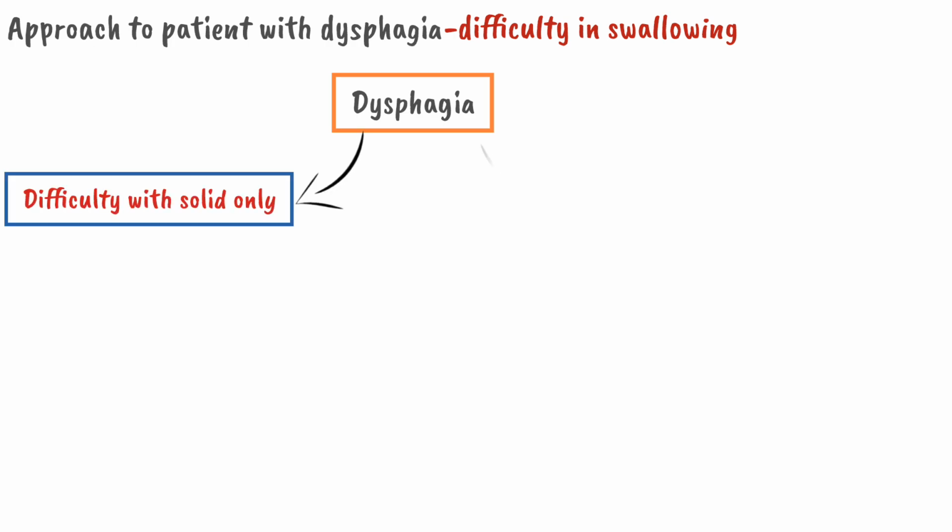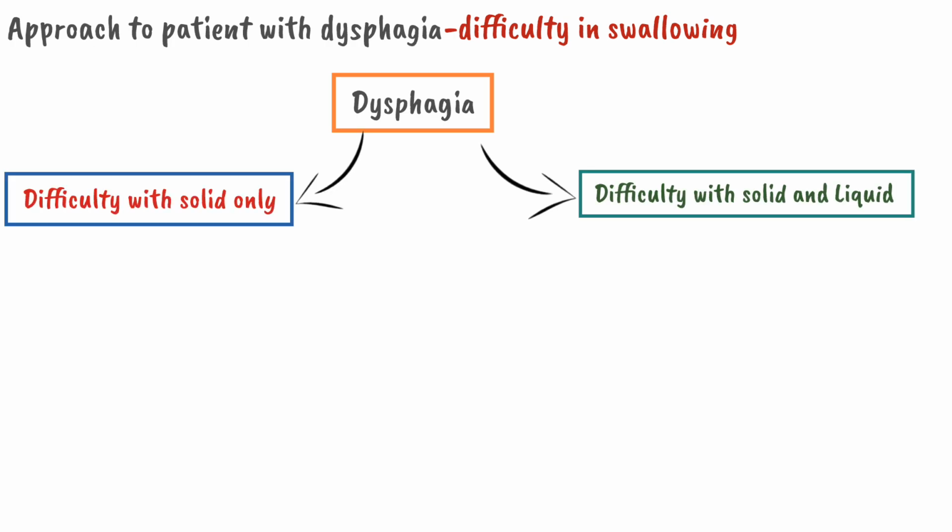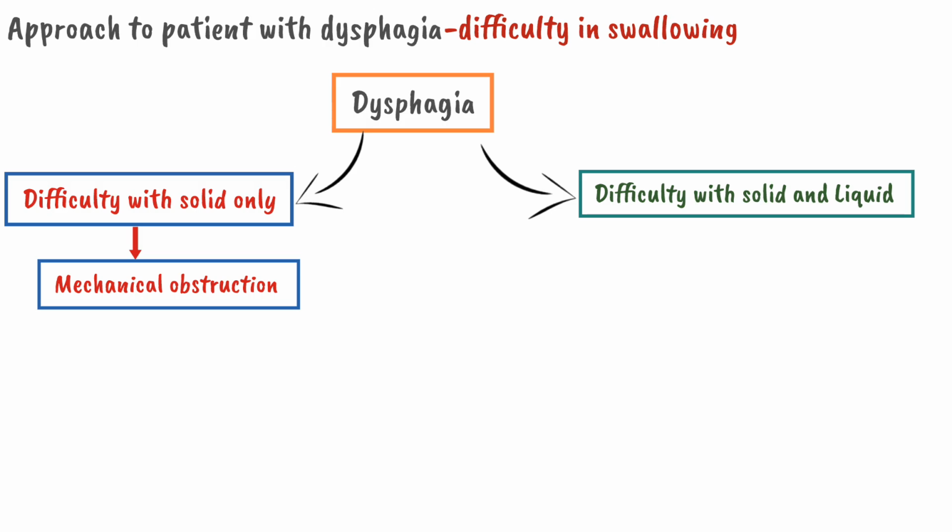only or whether there is a difficulty with solid and liquid both. If there is a difficulty with solid only, it means that the patient is having mechanical obstruction. And if there is a difficulty with both solid and liquid, it means that there is some motility problem. By the motility problem, we mean that the esophageal wall is not producing proper coordinated contraction and relaxation. So let's discuss first the difficulty with solid only.